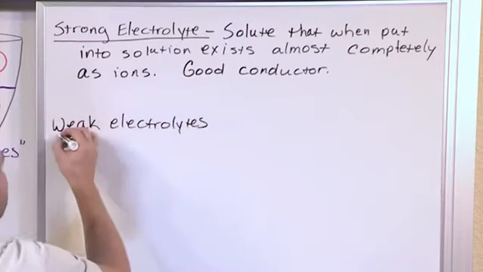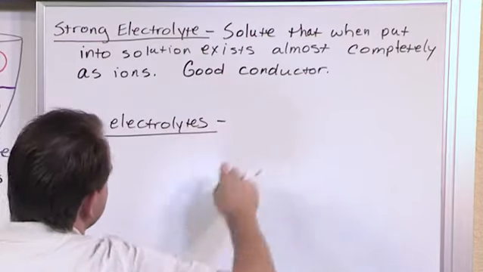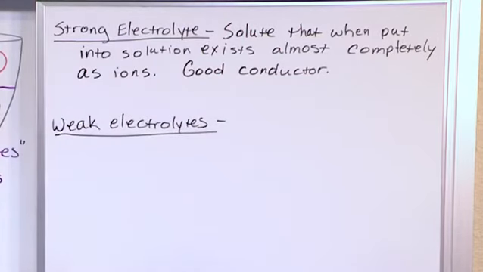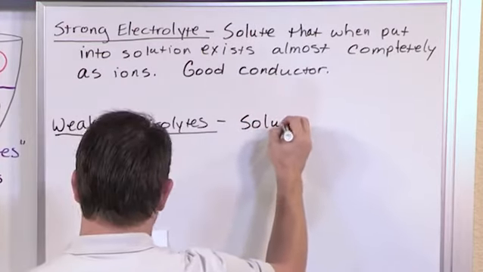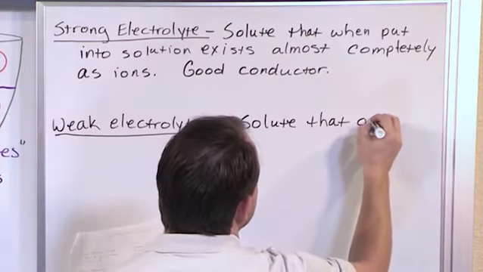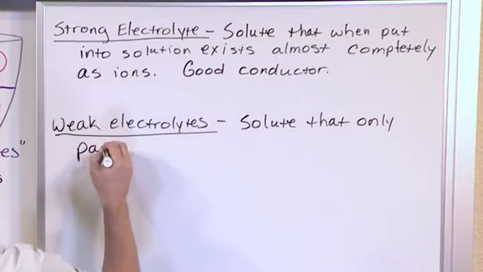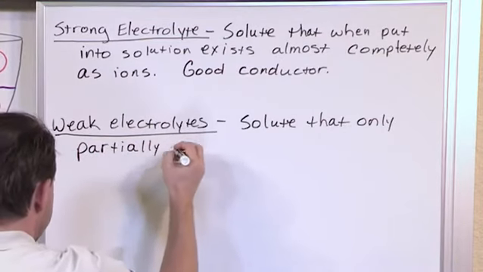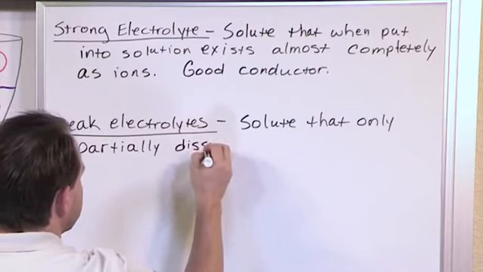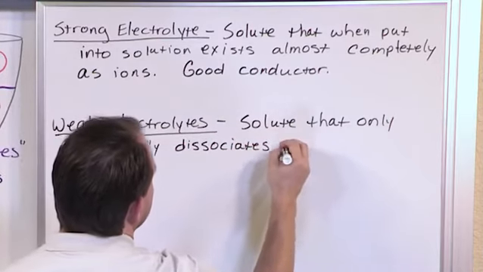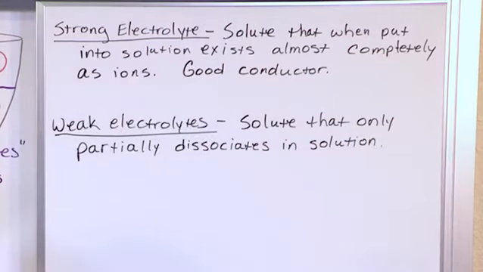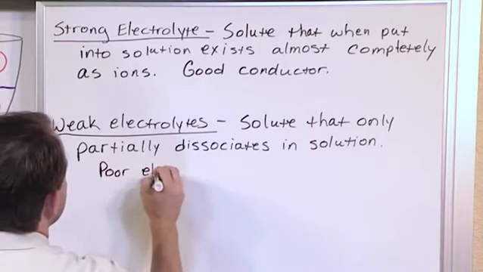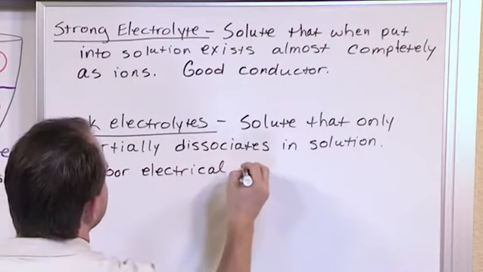And by the way, because the strong electrolyte completely dissociates, that makes it a great conductor. There's tons of ions in solution, and the more ions you have in solution, the easier electricity is going to flow. So the weak one, you might guess, is a solute that only partially dissolves in solution or dissociates in solution. Okay, it only partially dissociates in solution, so it's a poor electrical conductor.